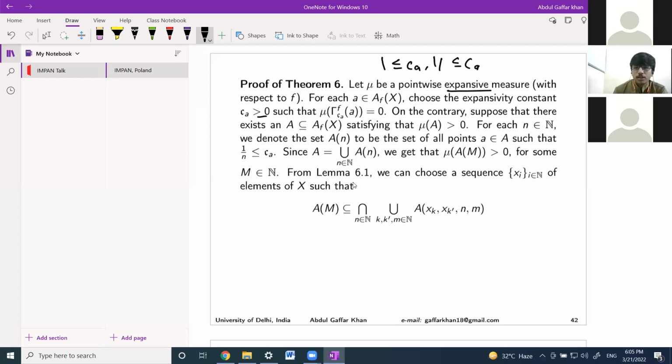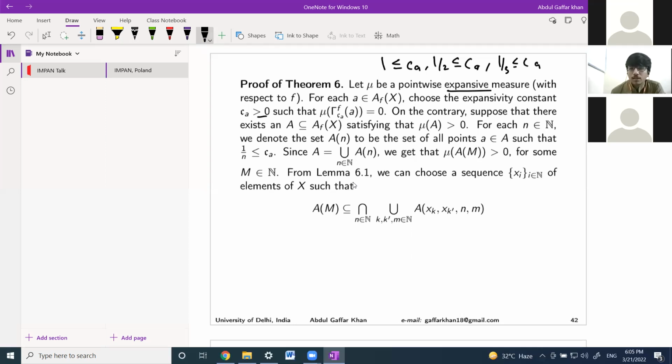So we can divide the space of points in the following way. One set contains the set of all points which have expansivity constant greater than or equal to 1. The other set will contain all points which have expansivity constant greater than or equal to 1/2, and so on and so forth. So we will do this procedure here basically.